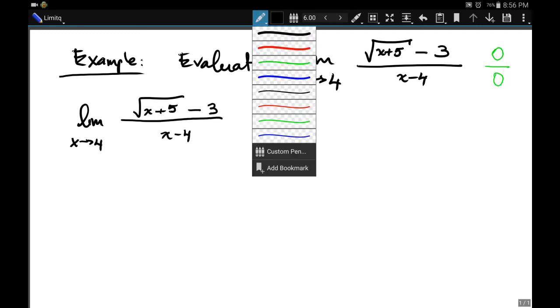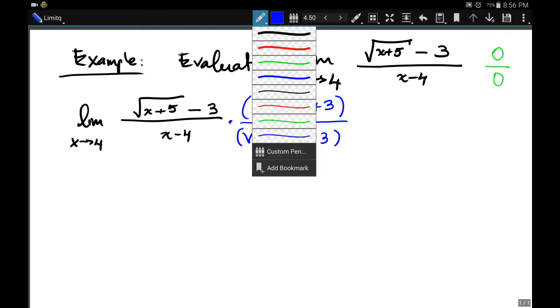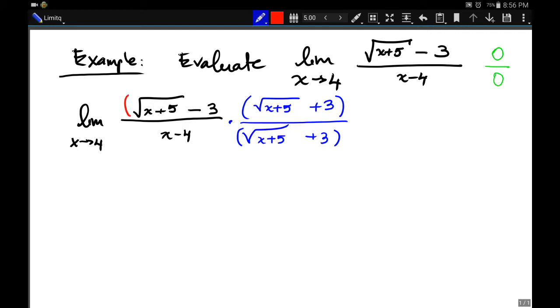And then I will multiply and divide both sides by the conjugate. So in here, square root of x plus 5 plus 3, and then divide by square root of x plus 5 plus 3. And by doing that, we don't change anything because we are just multiplying, dividing by the same thing, actually multiplying by 1.